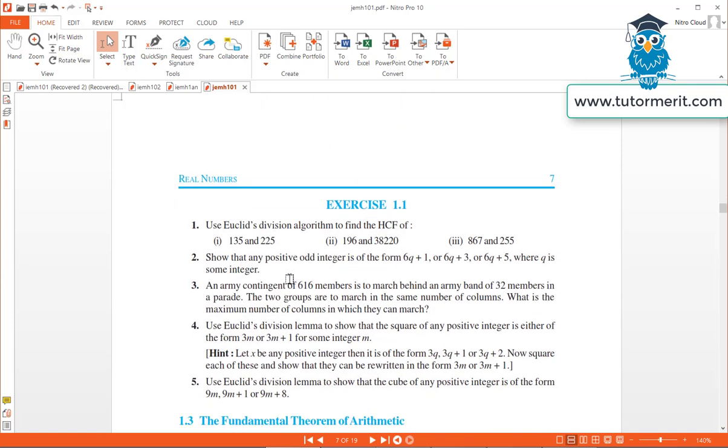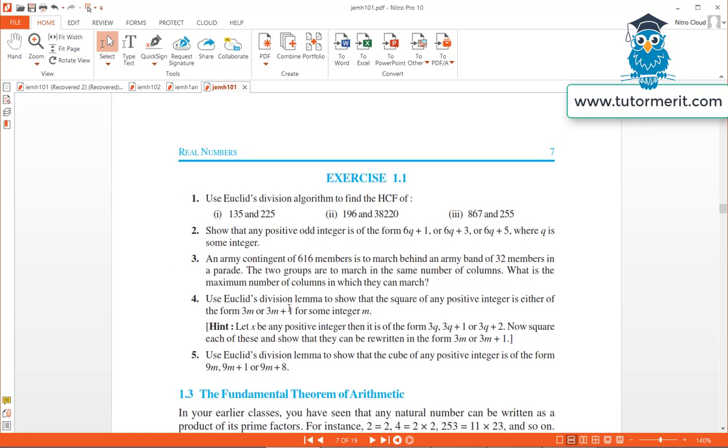Now moving on to the exercise. So you have to use Euclid's division algorithm to find out the HCF of all these. Now here there are certain problems which I will solve for you.